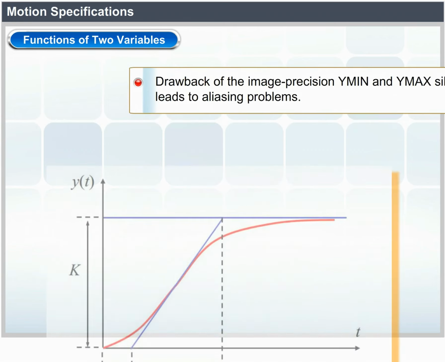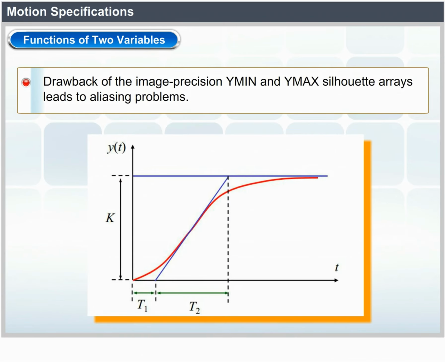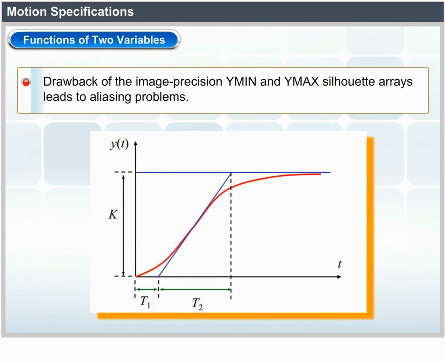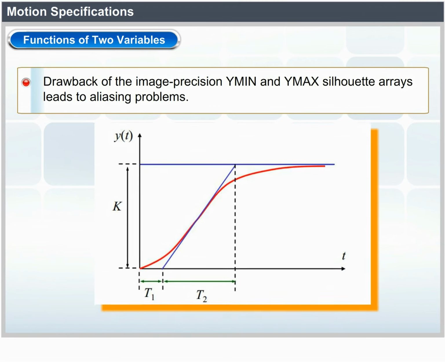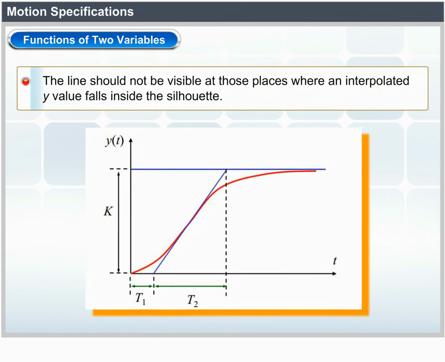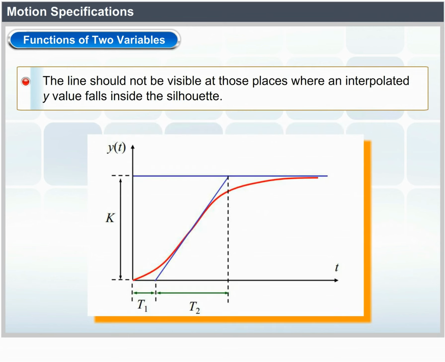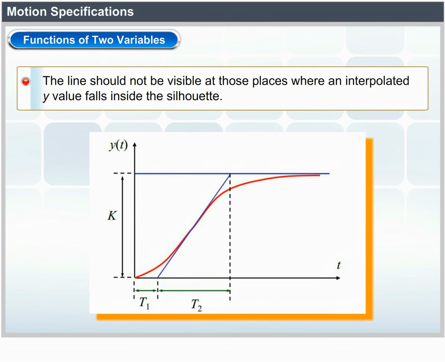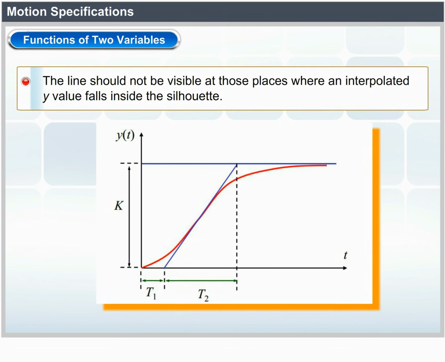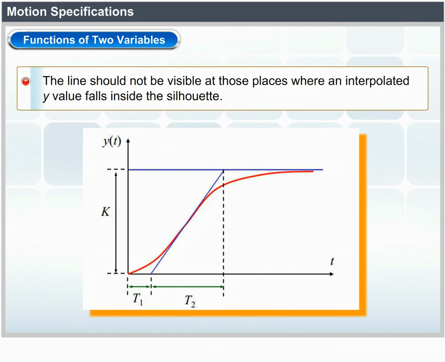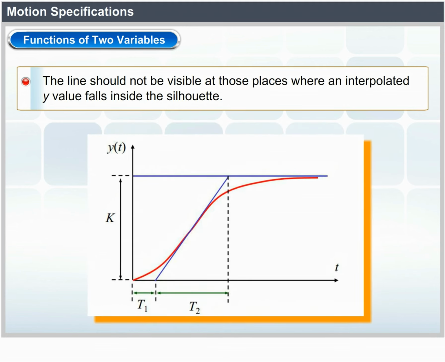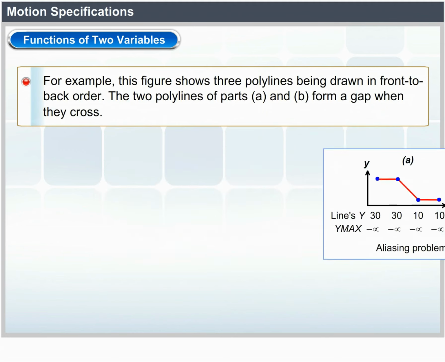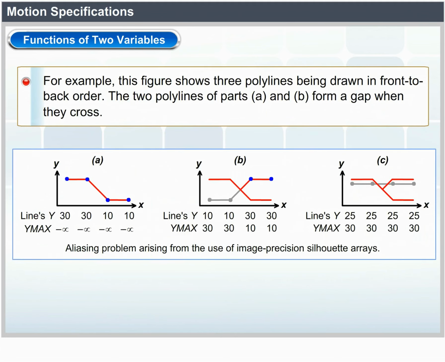algorithm. A drawback of the image precision Ymin and Ymax silhouette arrays is that it leads to aliasing problems. If the line drawing primitive used has higher resolution than the silhouette arrays, aliasing can manifest itself as hidden segments that are drawn or as visible segments that are not. For example, this figure shows three polylines being drawn in front to back order. The two polylines of paths A and B form a gap when they cross.